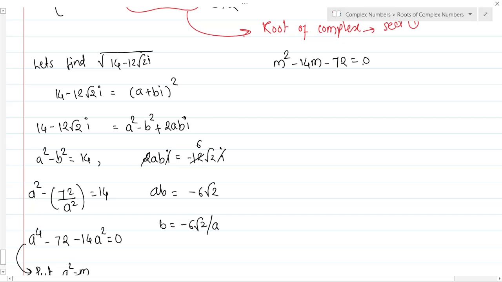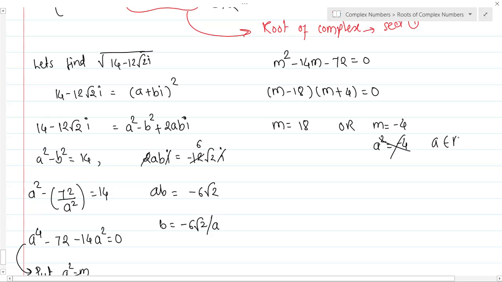What will be the roots here? I want the sum to be minus 14 and the product to be minus 72. So 18 into 4, if I take, m minus 18 and m plus 4, I will be getting the same thing: minus 14 will be the sum and the product will be minus 72. So m is equal to 18 or m is equal to minus 4, and you know that a negative value is not allowed because a belongs to real numbers. So we have a square is equal to 18.